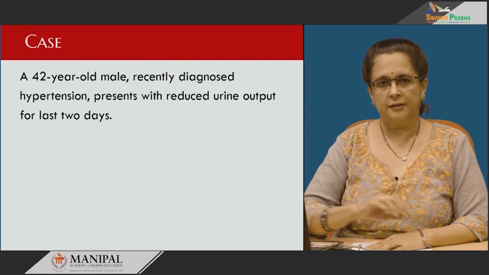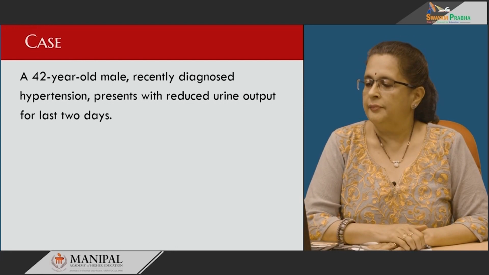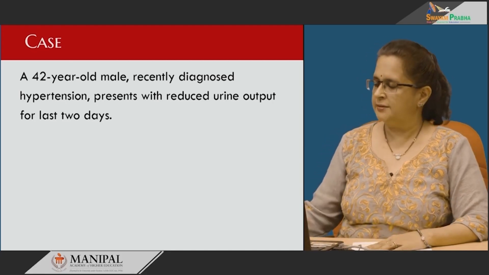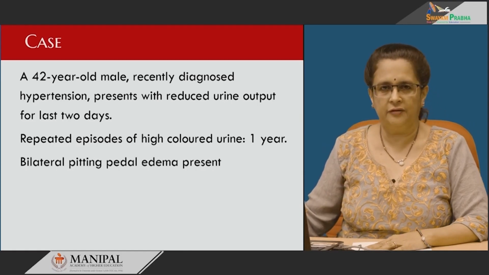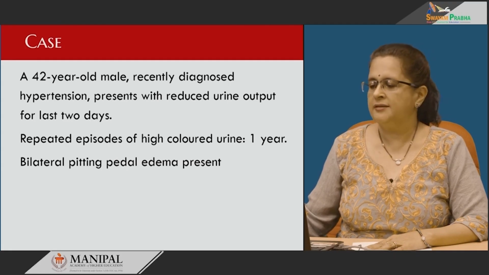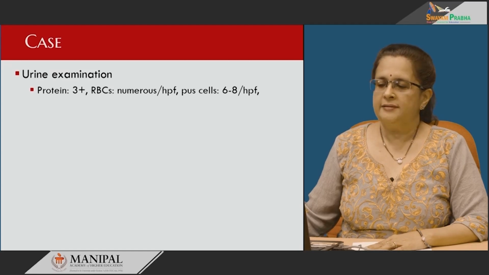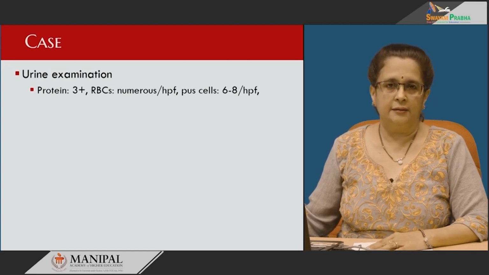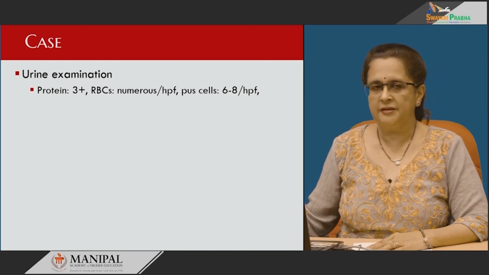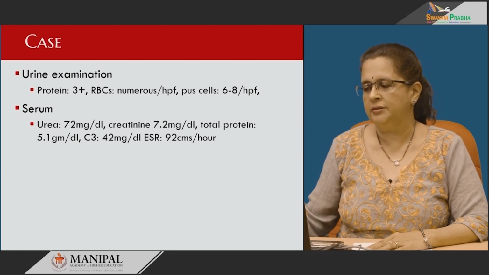So, a 42-year-old male who was recently diagnosed as being hypertensive presents with reduced urine output for the last 2 days. He gives a history of repeated episodes of tea-colored urine for the past 1 year and has bilateral pitting pedal edema. Urine examination detected 3 plus protein, numerous RBCs per HPF, pus cells of 6 to 8 per HPF, and serum urea and creatinine were elevated.